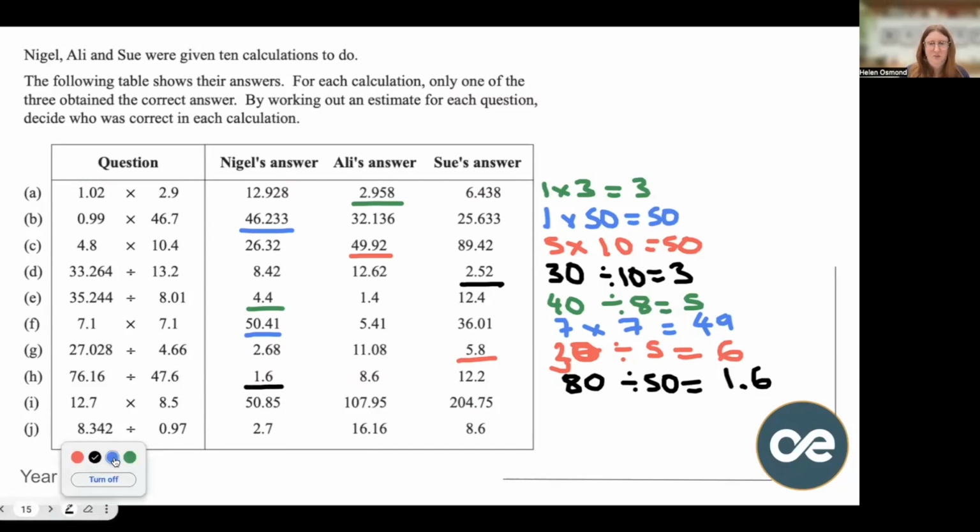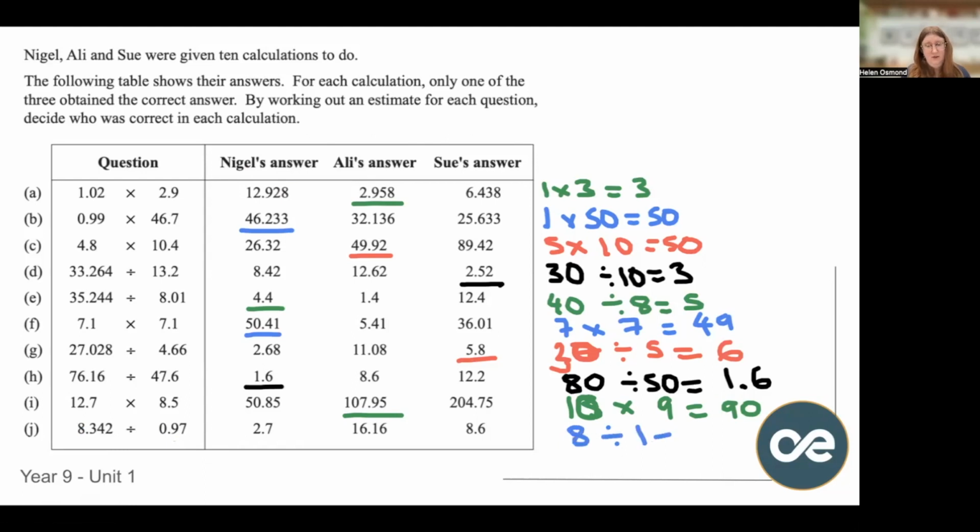Just to give you an idea, we're going to go back to green. So we've got 13 times by 9. Or no, 13, that's not good. That's 2 significant figures. Let's make it 1 significant figure. So 10 times by 9 is 90. So that's the 107 is the closest one there. So Ali's got that one right. And then finally, 8.342 divided by what is effectively 1. So this is 8 divided by 1 is effectively 8. Hopefully that wasn't too bad. So we know that Sue has got the last one right.